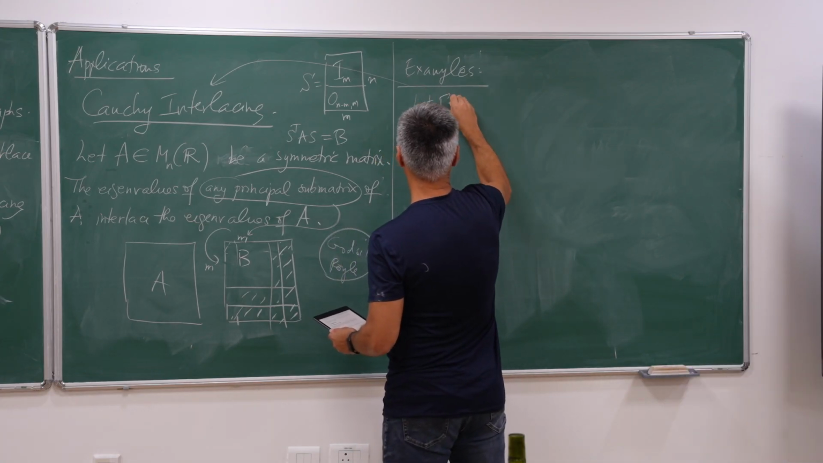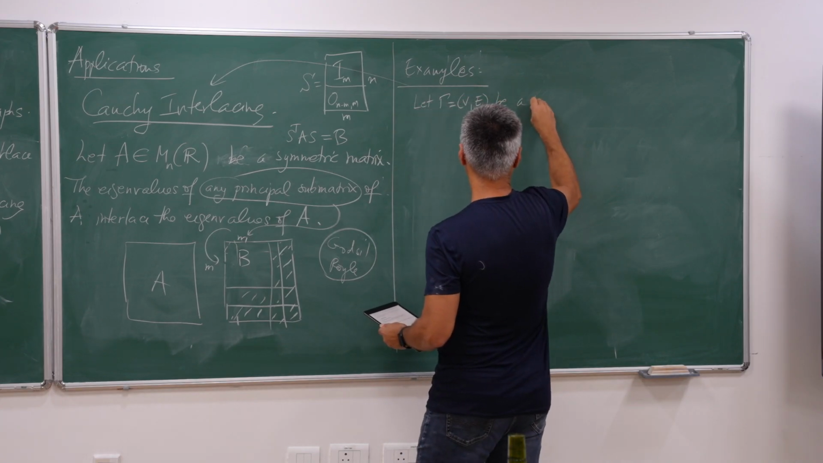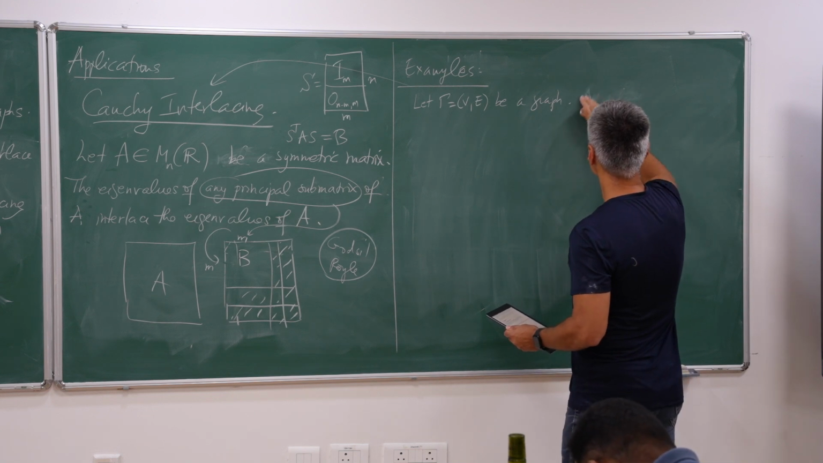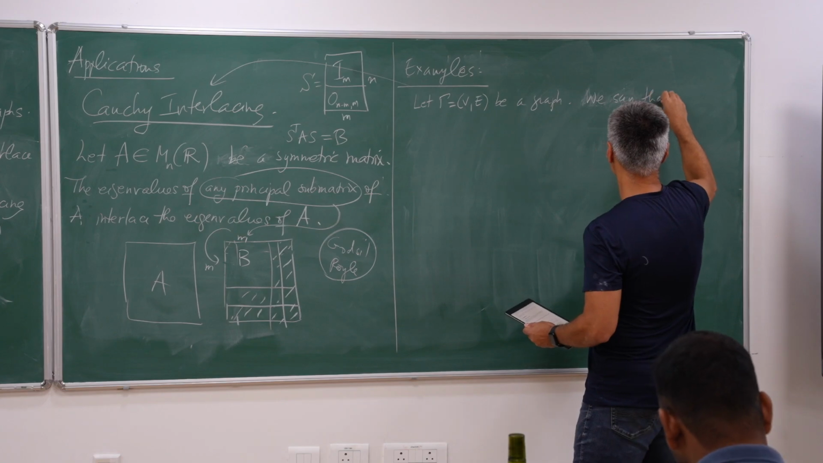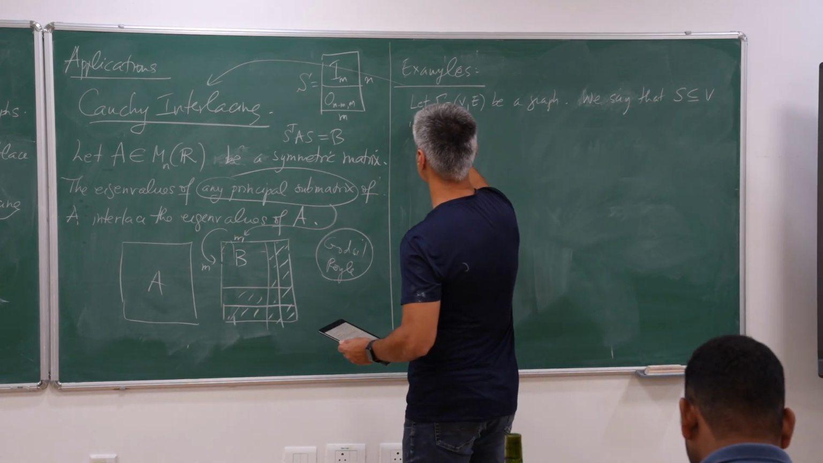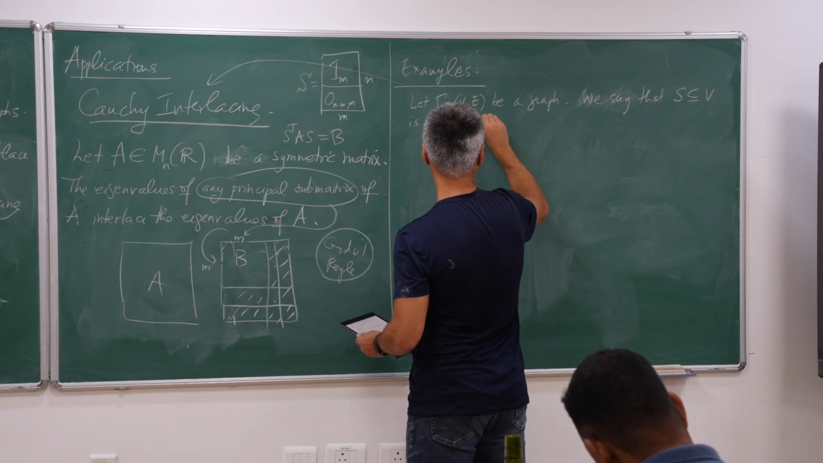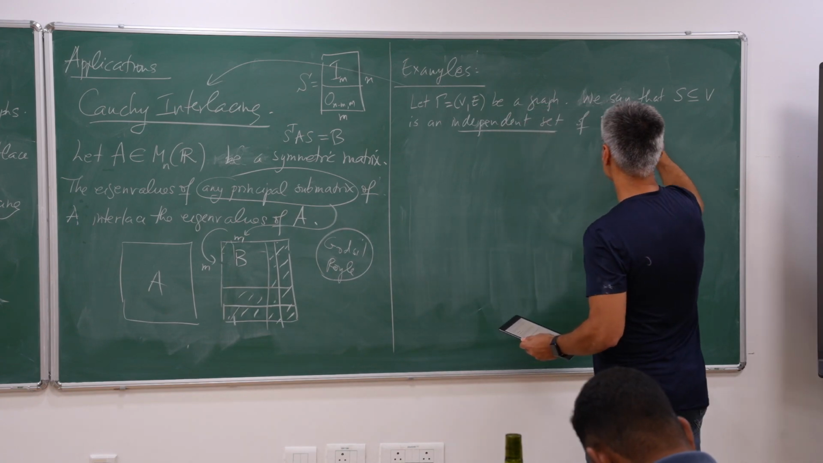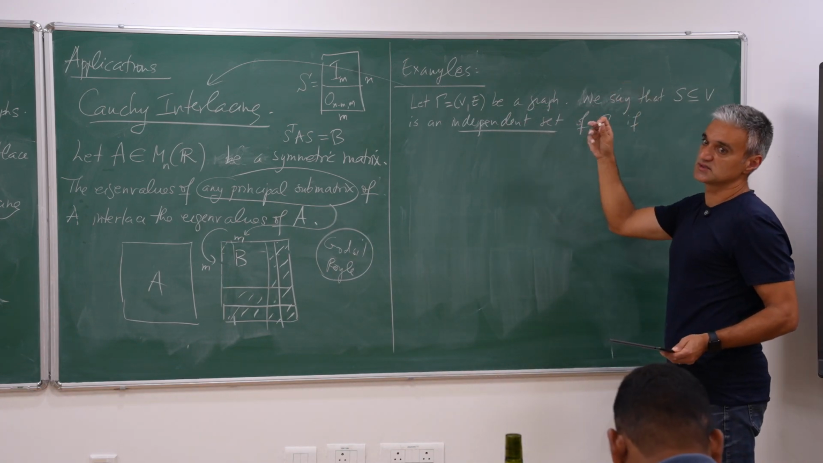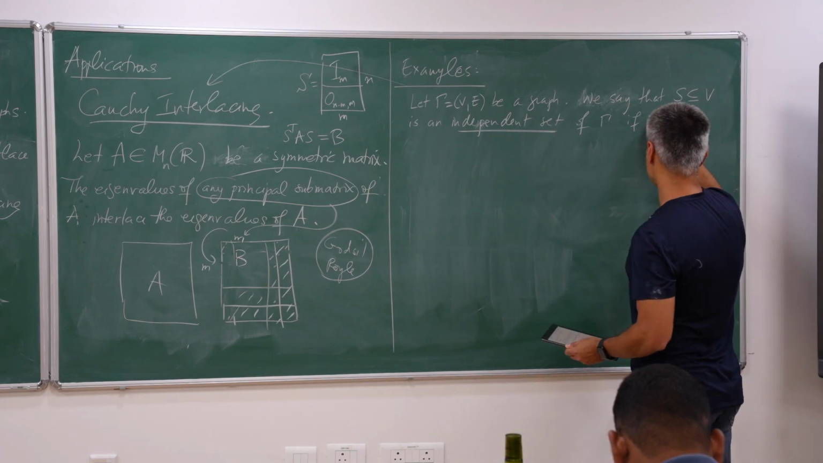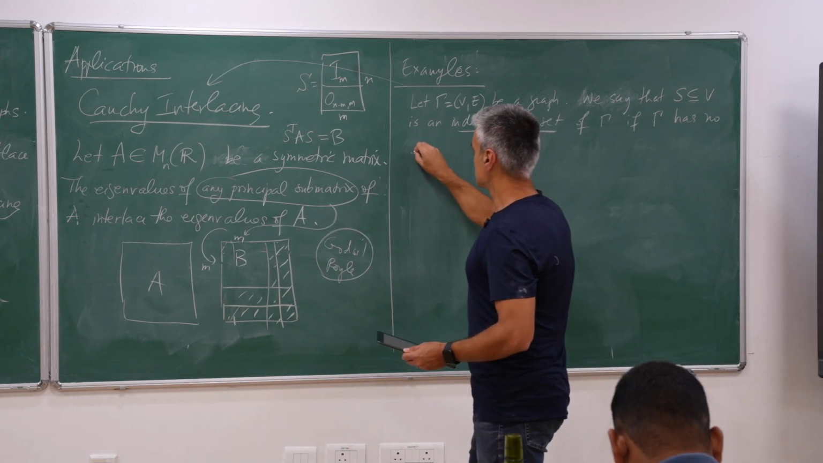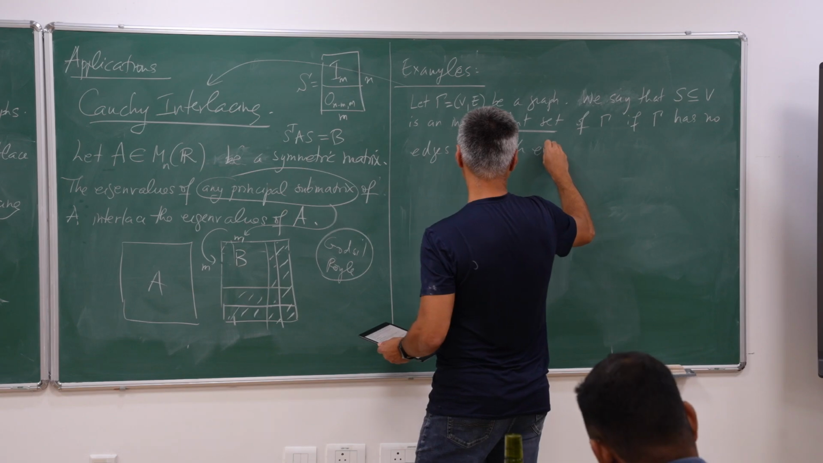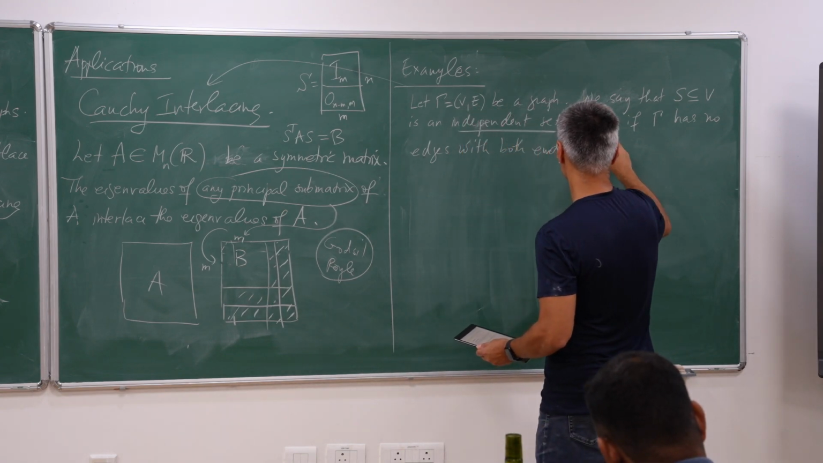Again, let gamma be a graph. We say that S, a subset of V, is an independent set of gamma if there are no edges with both endpoints in S. That is, gamma has no edges with both endpoints in S.